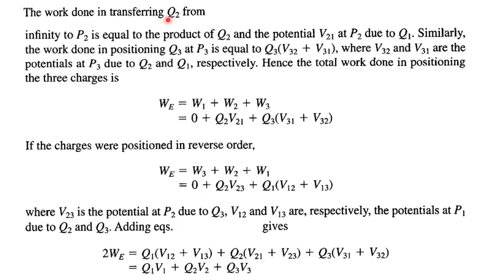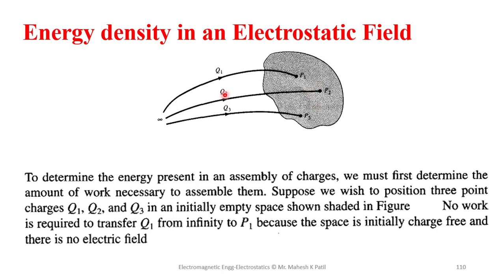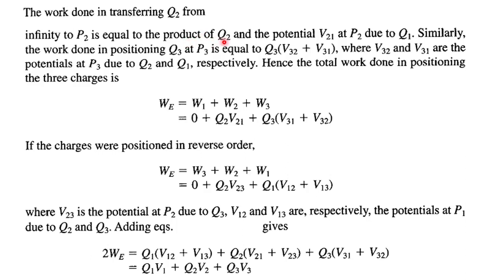As far as charge Q2 is considered, it is moved from infinity to point P2. While moving it, the work done is the product of that second charge Q2 and the potential at point P2 due to charge Q1. Clear? You can observe here, this is the charge Q2. We moved it from this position to this position. While moving this charge, what is the work done? That work done is basically the product of Q2 and the potential V21 at Q2 due to Q1.